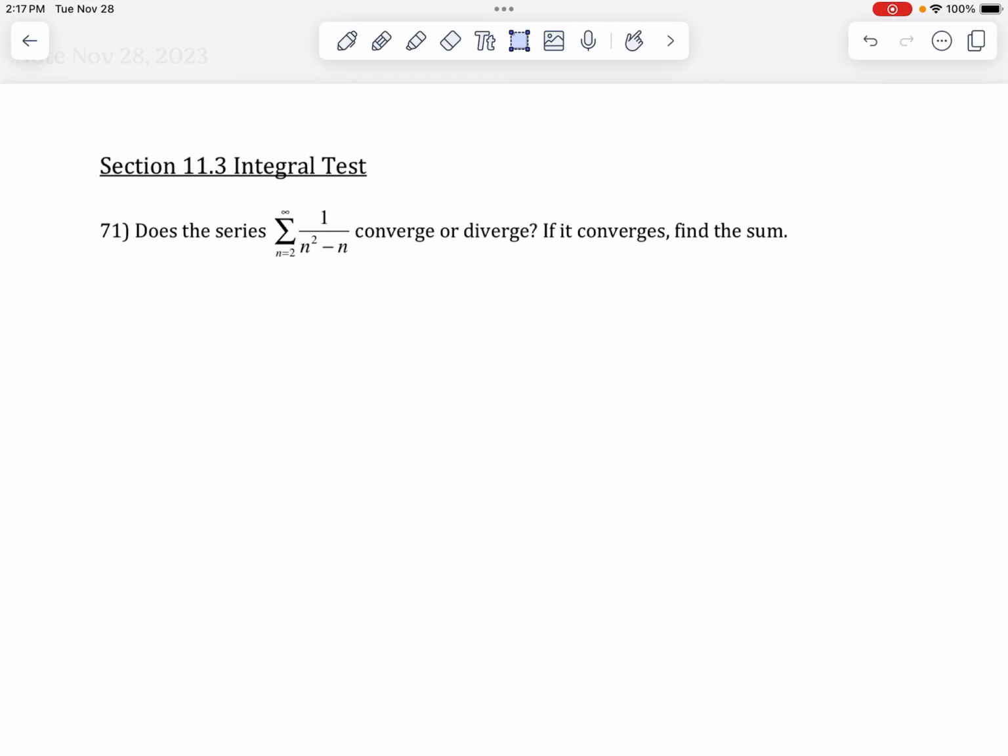So here's a series that we can integrate. Obviously, the directions right there say integral test. One thing that I want to change is find the sum. That should say estimate the sum.